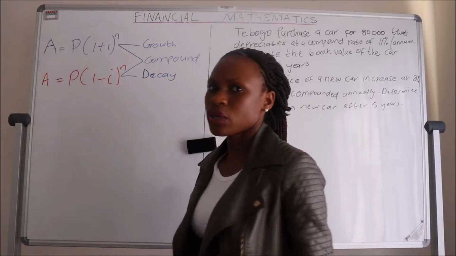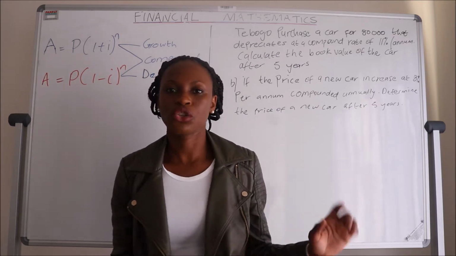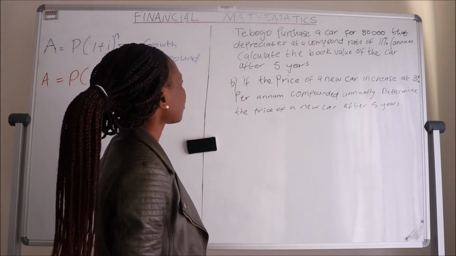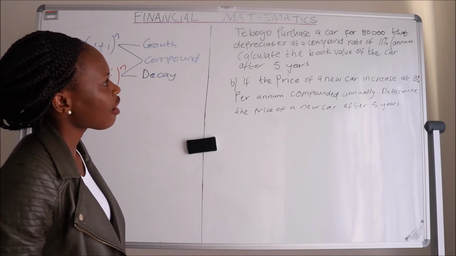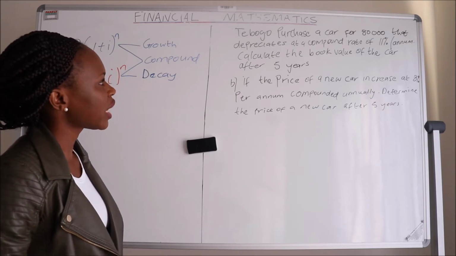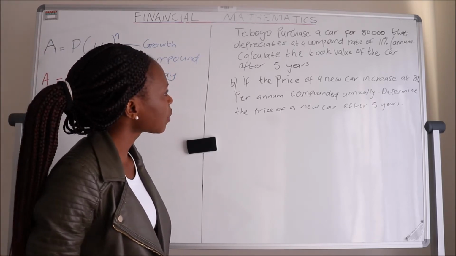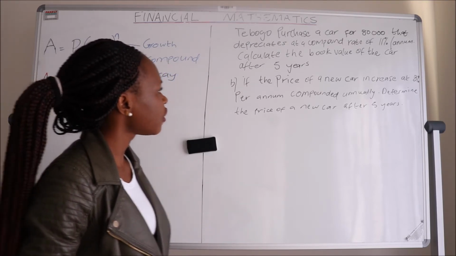Alright, let's go straight into the questions and see how we'll be able to apply those two equations in solving financial mathematics problems. The first question says they will purchase a car for 80,000 that depreciates at a compound rate of 11% per annum. Calculate the book value of the car after 5 years.